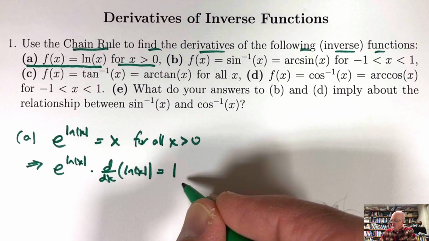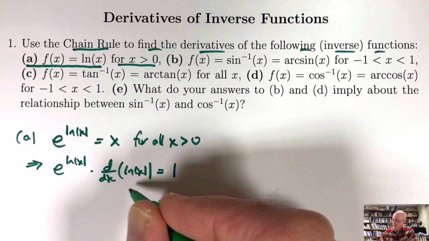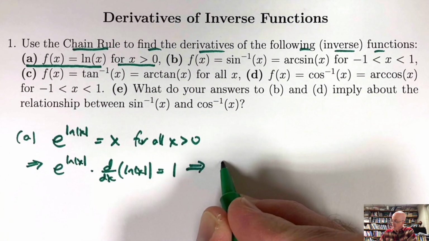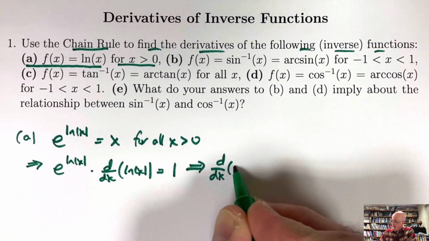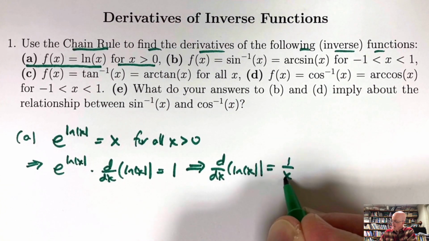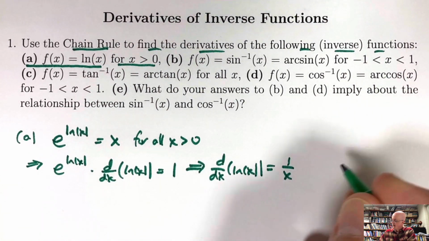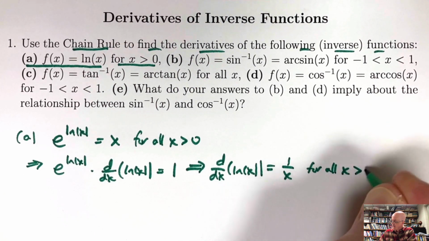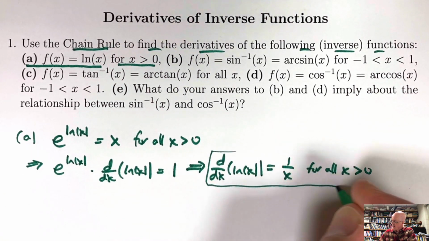And this is now an algebra equation. We can solve for that unknown derivative. Just divide both sides by e to the natural log of x. This implies that the derivative we seek, the derivative with respect to x of natural log of x, is 1 over x in the domain of natural log of x. This is for all x that are positive. Okay, this is a fundamental fact to know in calculus.